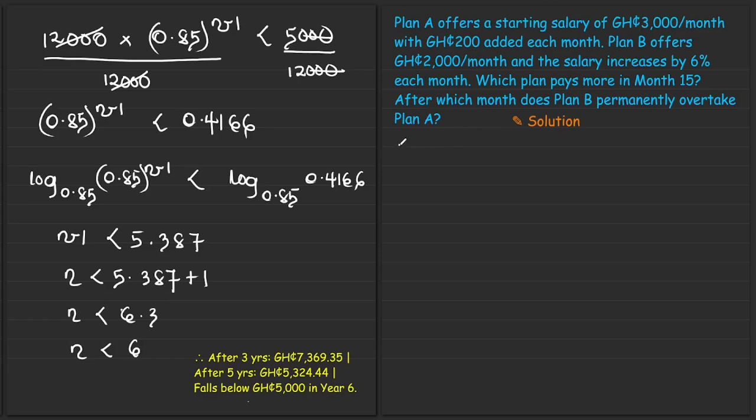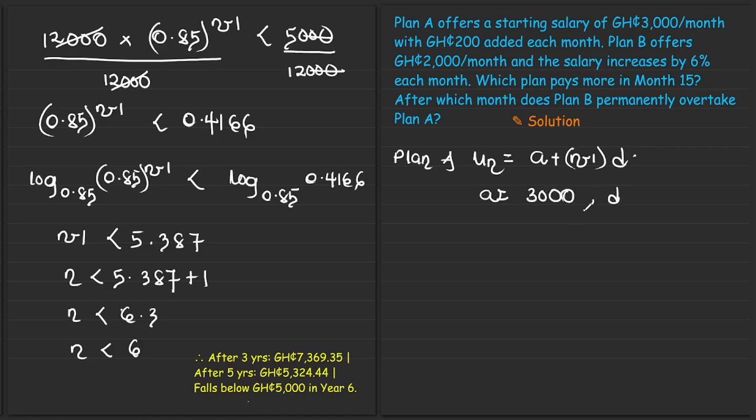If you look at it carefully, plan A is actually following a linear sequence. So we know a linear sequence is Un equals a plus n minus 1 times the d. And in this case, a is going to be the 3,000, and then our d is also going to be the 200.